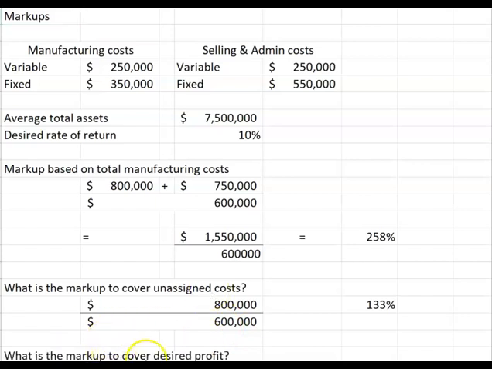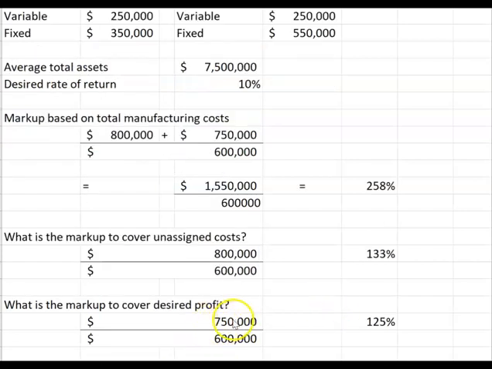And then last, we want to get the markup to cover the desired profit. So then we would just take the desired profit of 750,000, which is the 10% times the average total assets of 7,500,000, and divide that by the base, which was the total manufacturing cost, the variable plus the fixed. So 750 divided by 600,000 gets you to 125%. So that's the breakdown of the 258%. 133% is to cover all the non-manufacturing costs, and then 125% is the markup to cover the desired profit.